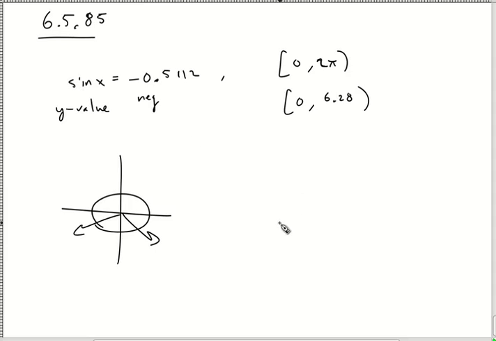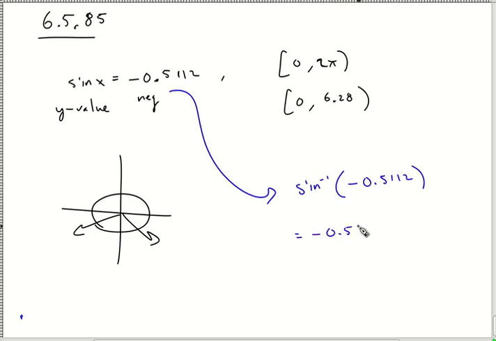Negative y values. So how do we actually get those real angles? Well, good question. You're going to use a calculator. Find the arc sine of the negative 0.5112 in your calculator, and you get negative 0.53658 radians, and you're like, oh yeah, that made so much sense.